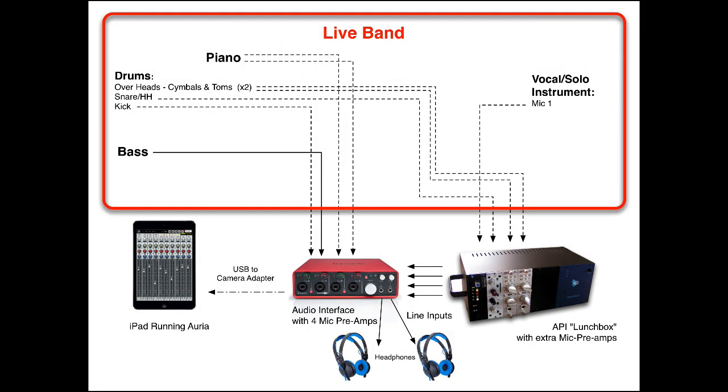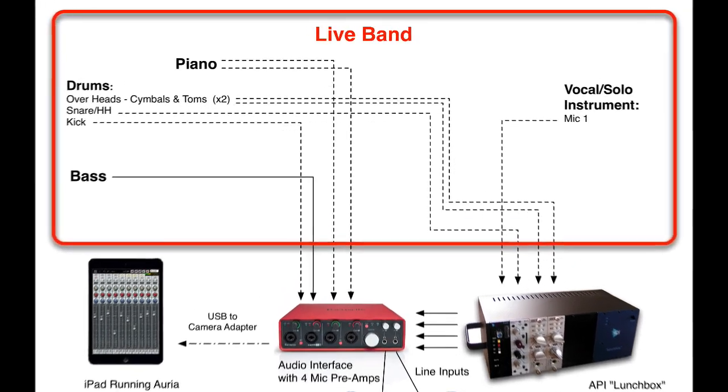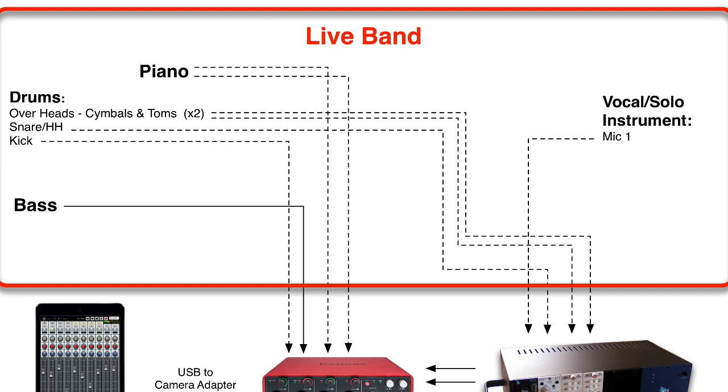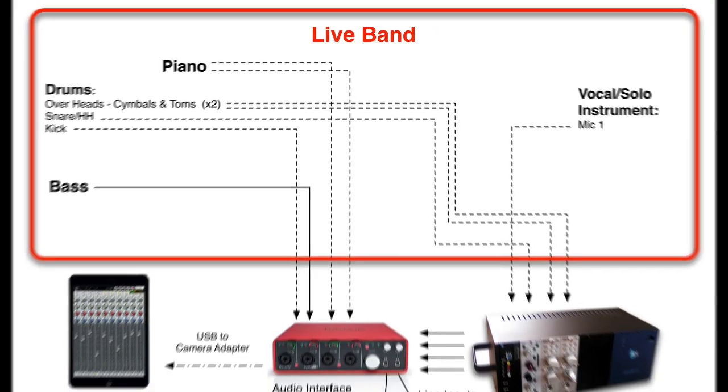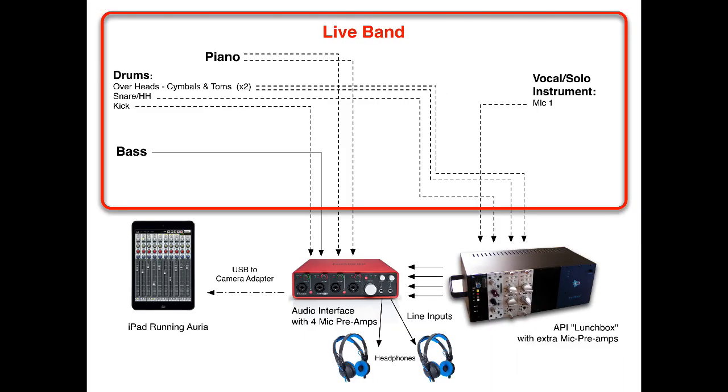In the second example, we're looking more of a live band recording situation. The band is fairly small, so we have drums, piano, a vocal or a solo instrument, and bass. Now we still have our iPad connected to our audio interface, and we expand our mic pre's as we have seen before with an API launch box, but we record now 8 inputs at the same time. And so we have bass, drums, piano, and the solo instrument, all recorded live.